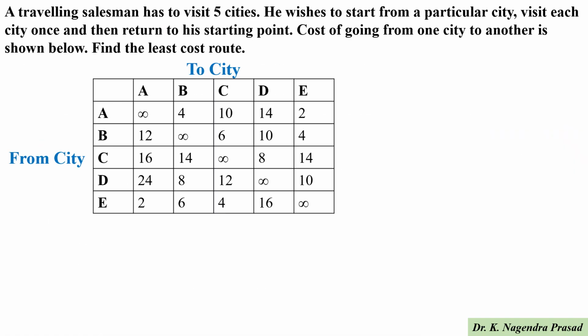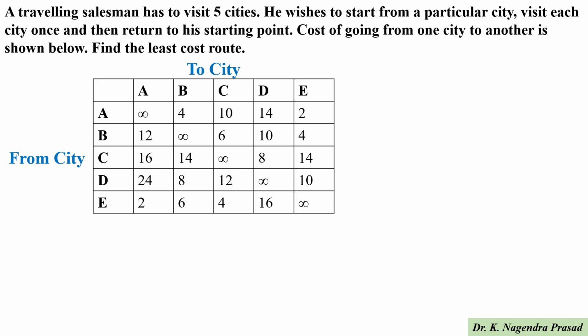Let's see one example problem. A traveling salesman has to visit 5 cities. He wishes to start from a particular city, visit each city once, and then return to his starting point. The cost of going from one city to another is shown below. Find the least cost route. So let's see the solution.